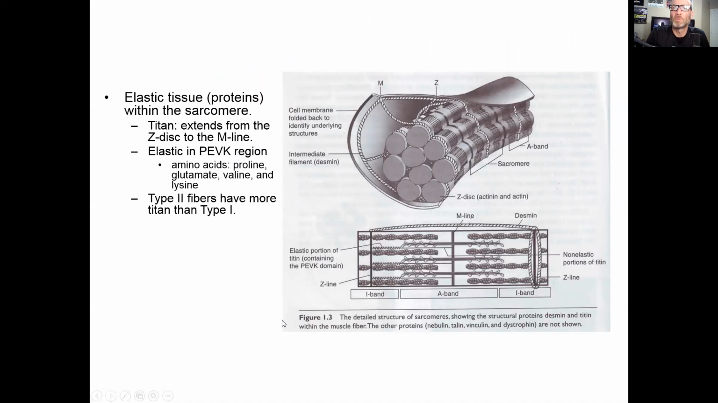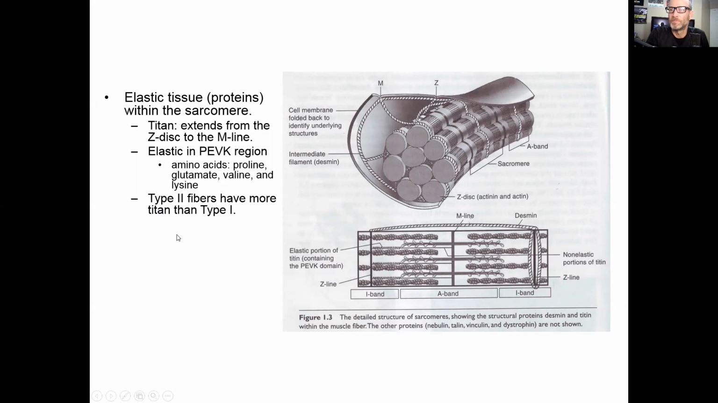All right, this is out of your textbook, figure 1.3. In this part of the textbook, Noakes really emphasizes identifying elastic tissues. And remember, elastic tissue is protein, collagen. He identifies some elastic tissue within the sarcomere, titin, which extends from the Z disc to the M line. So here's the Z line, and the elastic region of PEVK is this part right here, the elastic portion of titin. This whole thing is the titin, and this is the non-elastic portion of titin. So it goes from the M line to the Z disc. PEVK just represents different amino acids that make up this elastic region. And type 2 fibers tend to have more titin than type 1.